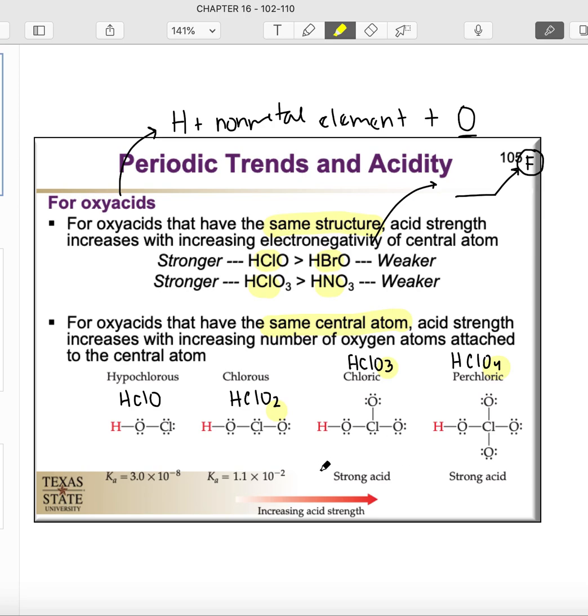And hopefully you're able to remember this because you guys know that these two, chloric acid and perchloric acid, are categorized on our list of strong acids. But chlorous acid and hypochlorous acid are weak acids. So we can see that as the number of oxygens increases, we actually go to the strong acid category.